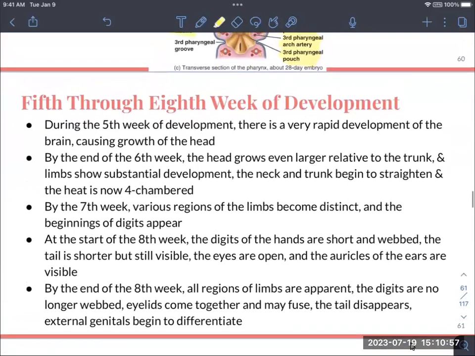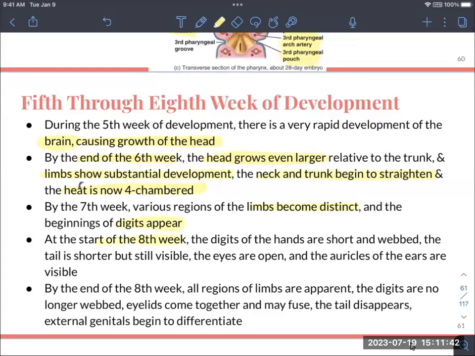So during the 5th week of development, that brain is going to develop very rapidly, causing the head to start to grow. End of the 6th week, that head gets even larger. Those limbs start developing. That neck and that trunk begin to straighten out. The heart now has 4 chambers to it. The 7th week, these limbs have become more distinct. We start to see digits appear.